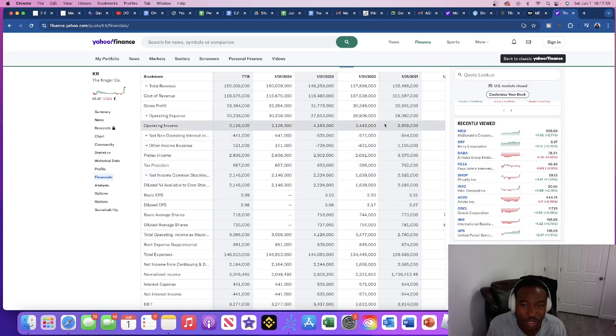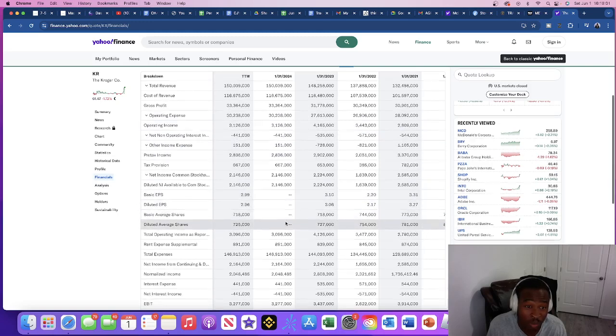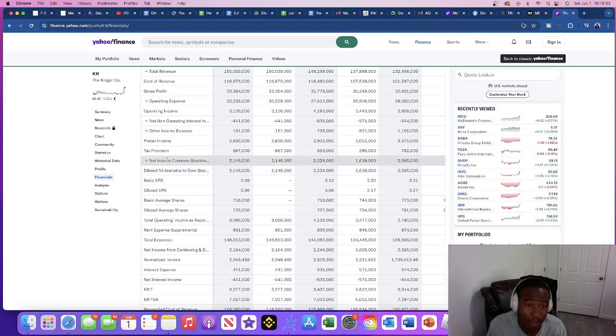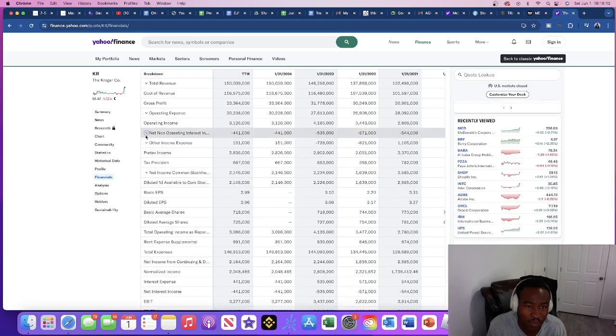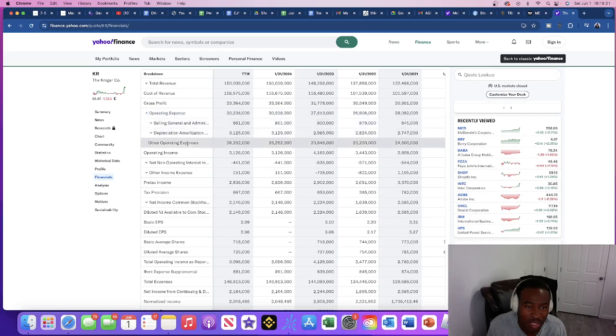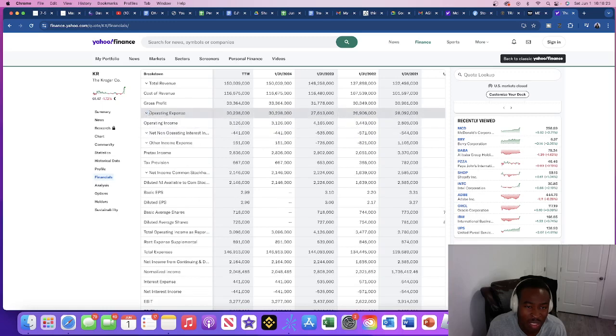But if their numbers are growing year over year, then that means they're doing something right. And then you can look at their tax provisions, stuff like that. But those aren't the core things. Other income expense. So these are like other expenses that they have. Operating expenses. This is expenses that they have from operating.